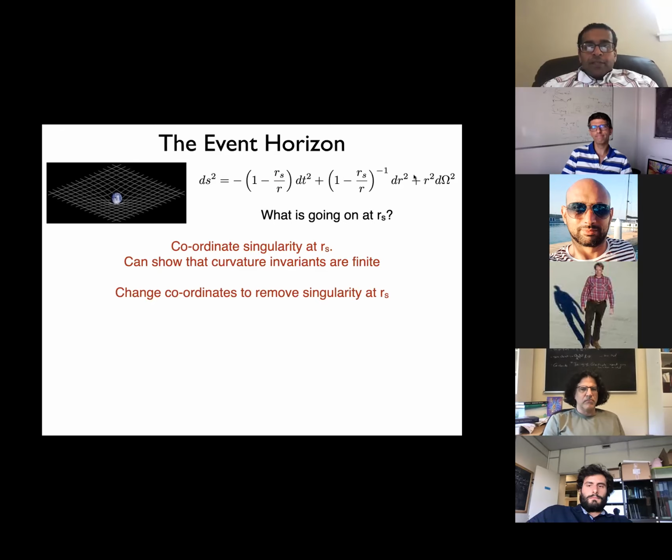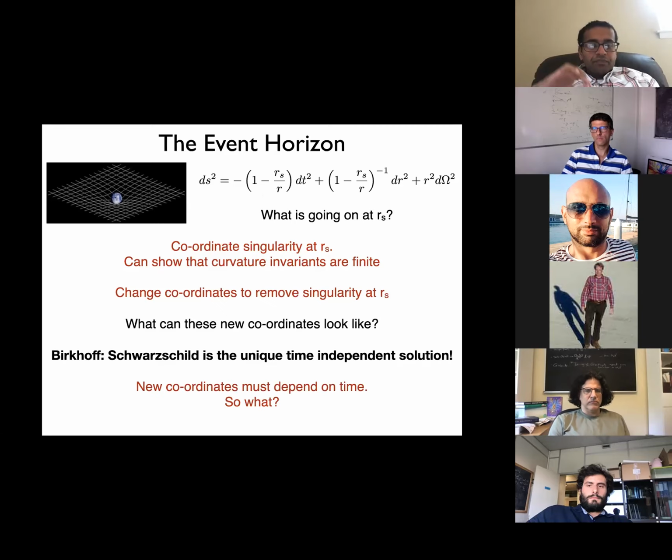So if you look at this particular geometry and you compute the curvature invariants, such as the Ricci scalar or Riemann squared, these kinds of quantities, you will find that all these curvature invariants, the things that you normally use to diagnose a geometric problem, are all finite. And thus, this thing looks a lot like a coordinate singularity, and it suggests that you should be able to change coordinates to remove the singularity at the point r equal to rs.